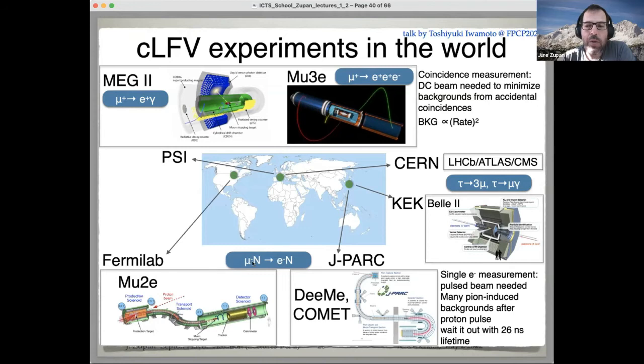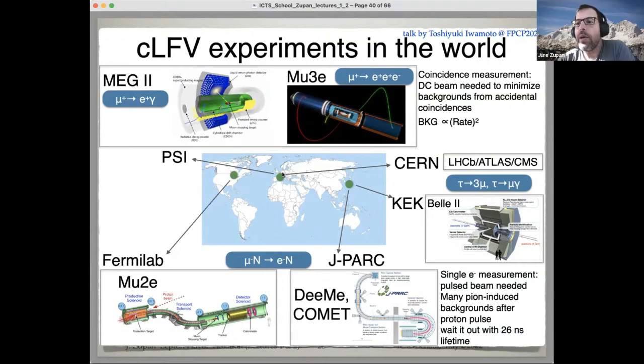Fermilab has a mu to e conversion. Another set of experiments is at J-PARC called DeeMe and COMET. So they use pulsed beams, and I'll talk more about what's going on there. And then Belle II has a program of also tau physics. So tau to 3 mu, tau to mu gamma will be done by Belle. Tau to 3 muons can also be done at LHC, which is not plotted here.